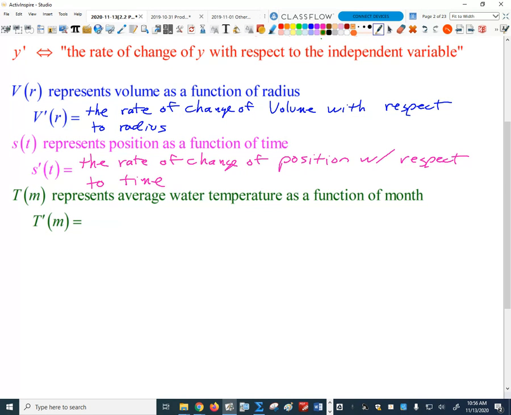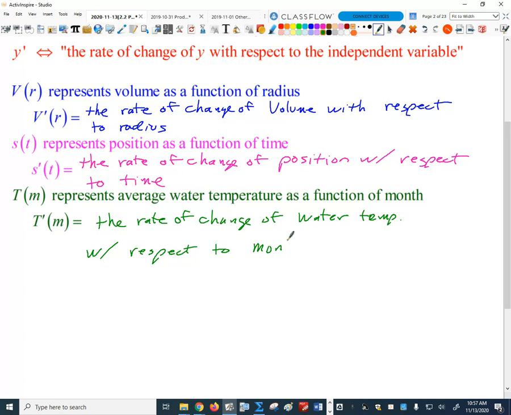And then what about this bottom one? If T of M represents the average water temperature as a function of month, then T prime of M represents what? The rate of change of what? Water temperature with respect to time, where month is the unit of time. Okay, so the rate of change of water temperature with respect to month. Okay? We good? Everybody get that?